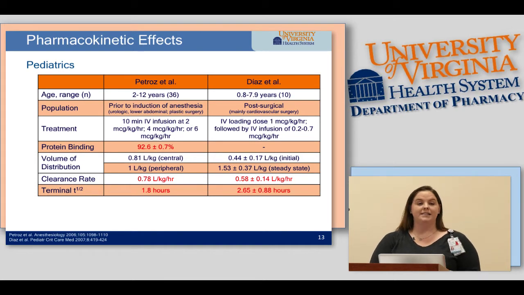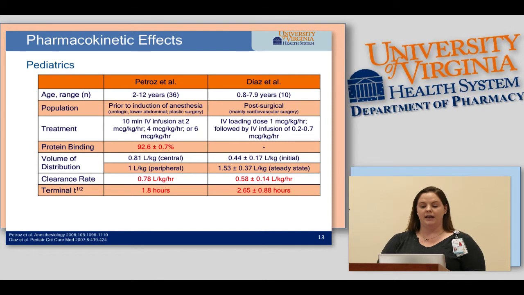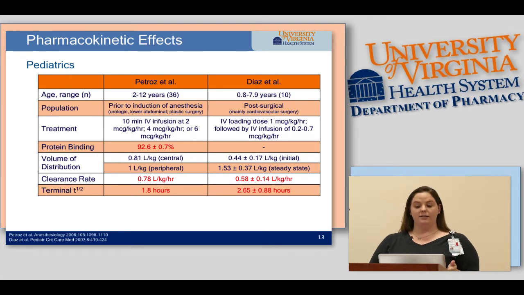These patients received a single 10-minute infusion. There were 3 different groups. They either received 2, 4, or 6 mics per kilo per hour. During this study, they found that the protein binding was 92.6%, which is very similar to the adult population. I'll point out the clearance rate was 0.7 liters per kilo per hour, and the terminal half-life was 1.8 hours in this population.